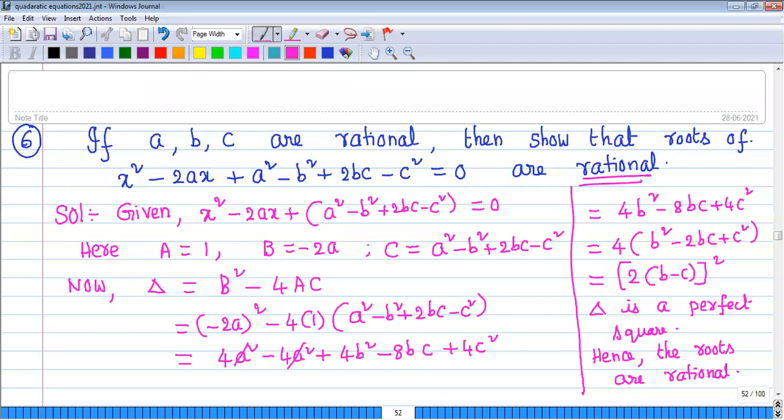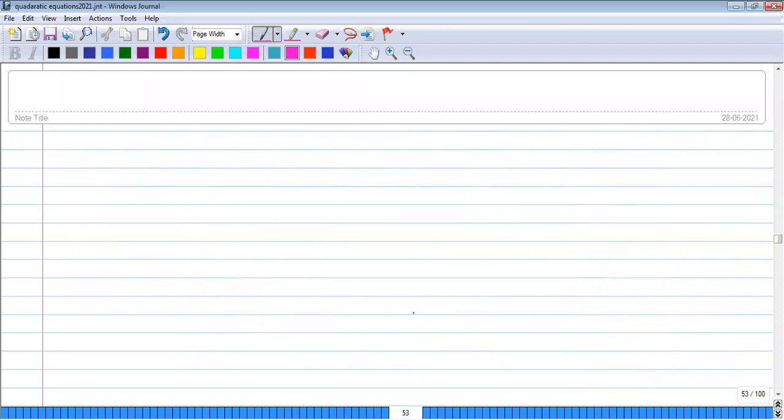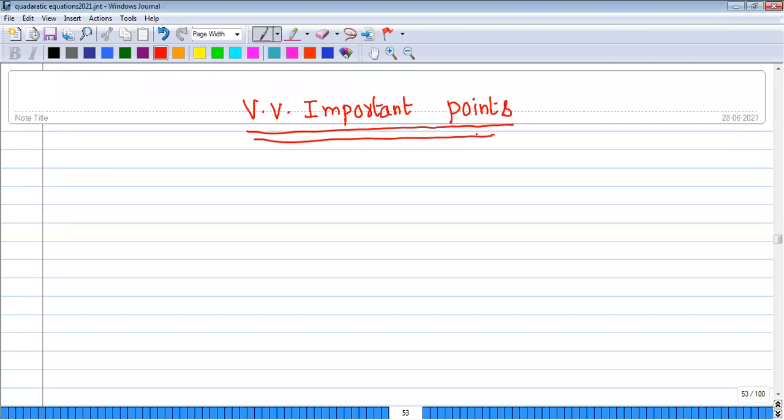Okay, now I discuss some important points regarding the competitive entrance examinations. Please note down, these are very, very important points. Note down, these points are very, very important even for JEE Mains examination and all types of entrance examinations. So, first point.